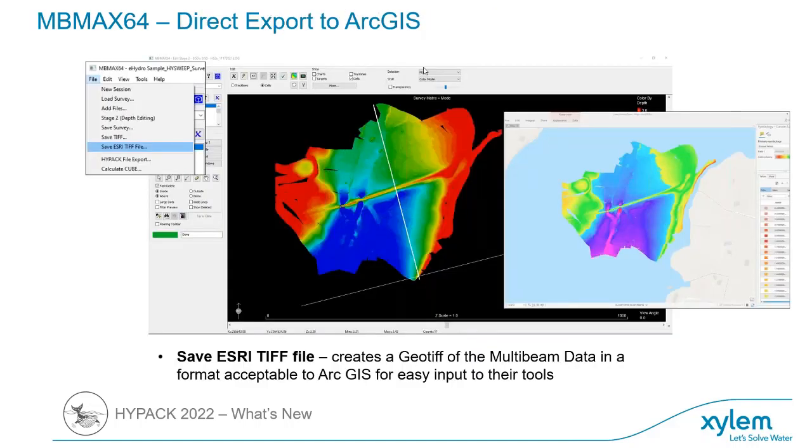Okay. MBE Max 64, we had an option to do a direct export to ArcGIS. We've been working closely with Esri over the past couple of years, and this functionality is under the file drop-down menu. For the data that you have displayed on the screen, if you go to the file drop-down and hit save Esri TIFF file, it's a specific type of TIFF file that can be directly imported into ArcGIS. And they have a lot of tools in there that it contains. It's not just a pixel or RGB color. There's a bit more information in there, and you'll be able to massage the data right inside Esri, which is a nice feature.